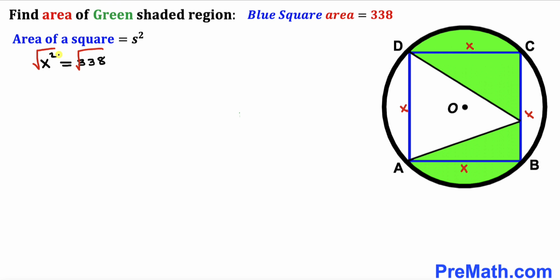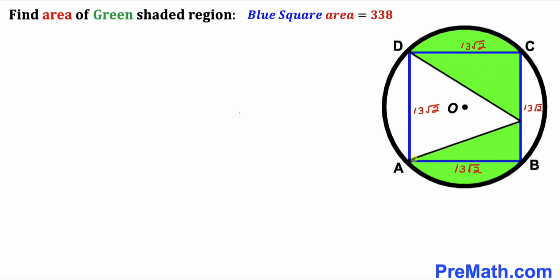And now we can see this square and square root undo each other. So our x value, when we simplify the right hand side, is going to give us 13 times the square root of 2. So this side is going to be 13 times square root of 2, 13 times square root of 2, 13 times square root of 2, and likewise 13 times square root of 2 units.